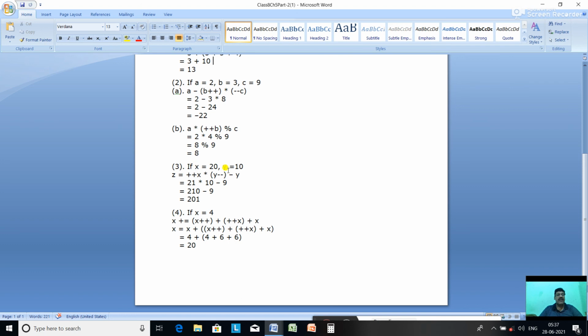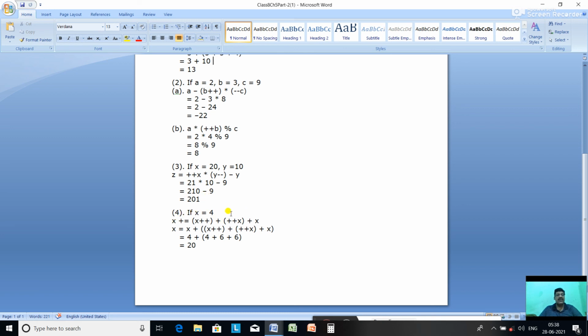Next one, if x equal to 20 and y equal to 10, then z equal to plus plus x into y minus minus. So plus plus x prefix, so increase, change, then use. So 20 will become 21 into y minus minus is postfix. First use, then change. So y remains 10 only, and after that value will be changed, decreased by 1. So y value will become 9. So 10 minus y, 9. So 21 into 10, 210 minus 9, 201.